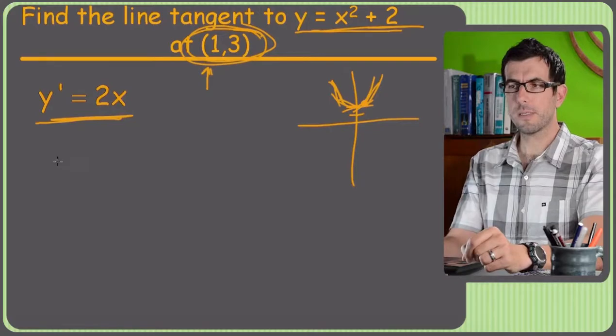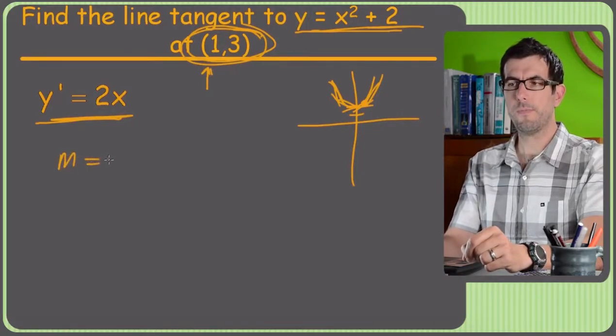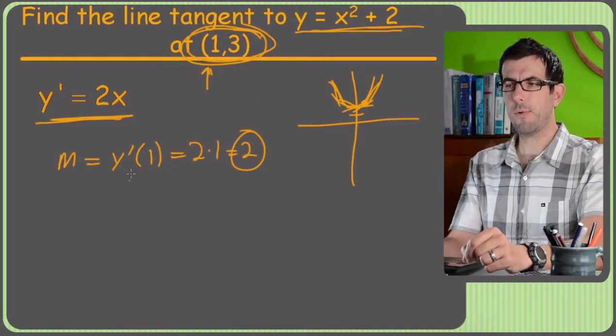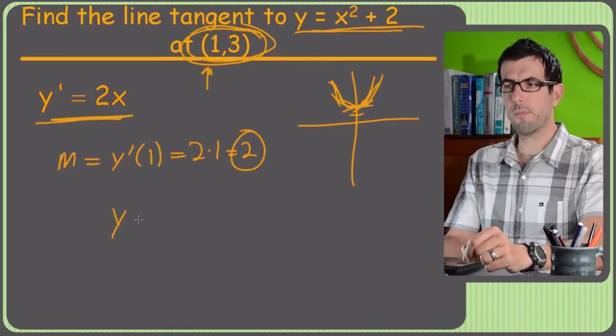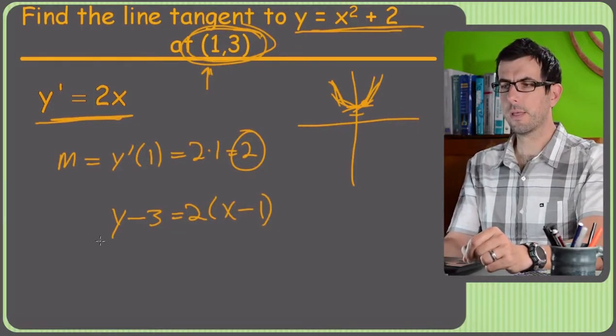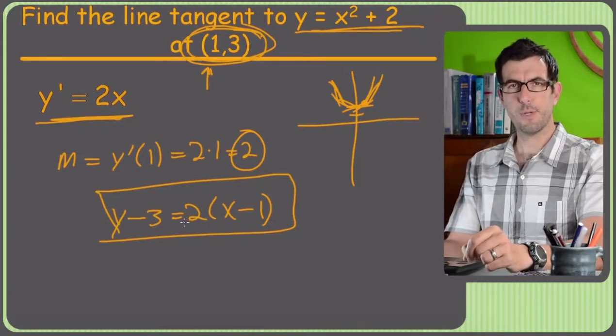to get the slope, because the slope is just going to equal y prime of the x value we're curious about, which is 1. And of course, we plug in 1 to 2x, we just get 2 times 1, which equals 2. All right, so now I have my slope and I had my point, so just plug into point slope form. y minus the y coordinate, 3, equals the slope times x minus the x coordinate I have, which is 1. And we're done. Pretty sweet, right?